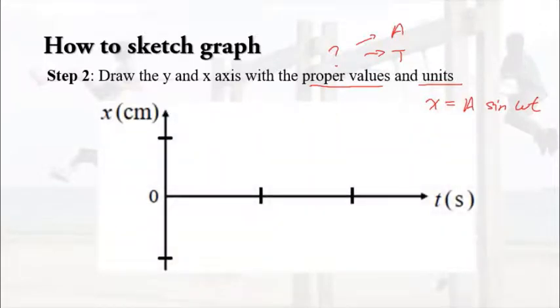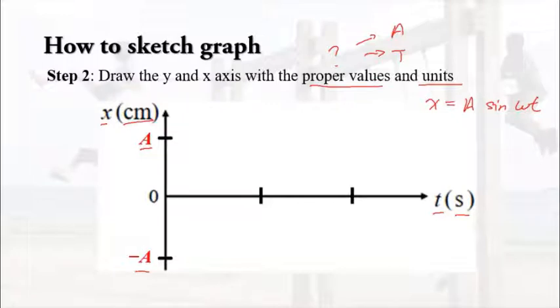So you plot a graph with the y-axis as x. Let's say x is given in cm, so you put cm here, and the x-axis is the time. Usually time is in terms of seconds. So after you label the axis with its unit, you can write down the values for amplitude. Since you have an x graph, my amplitude is just plus or minus A.